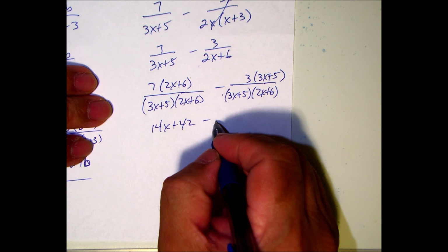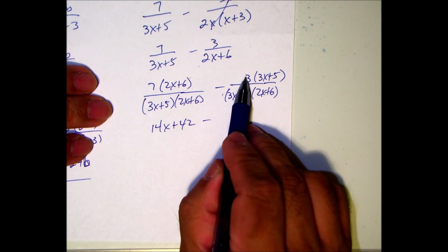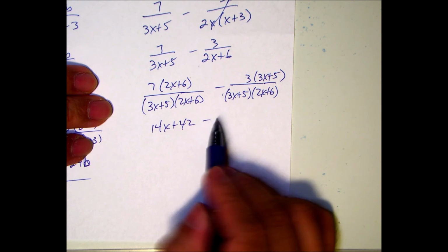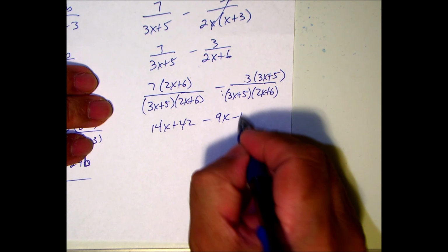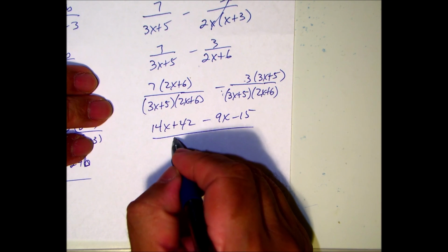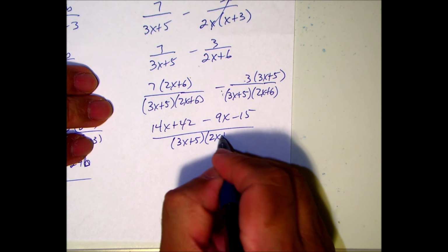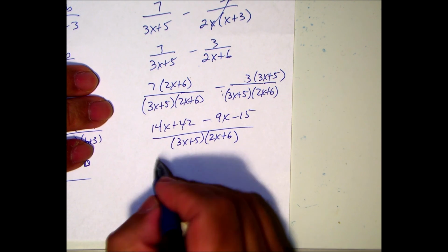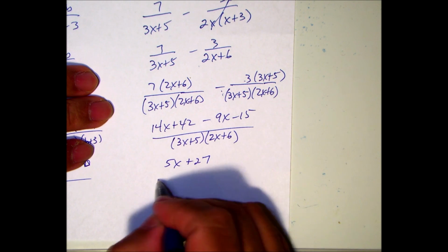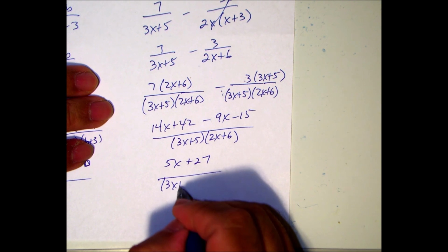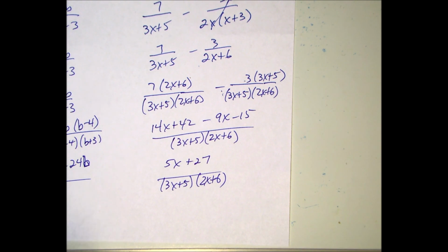Okay. My hesitation is, what am I going to do with this minus? I want to attach that to the 3. When I attach that to the 3, that becomes minus 9x and minus 15. So that's going to be 5x plus 27. And that's it. That's the final answer.